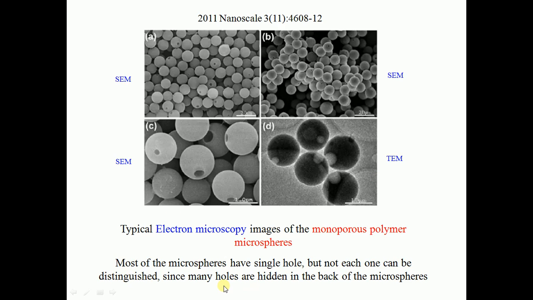So you can see the basic difference between scanning electron microscopy and transmission electron microscopy images. The basic difference between SEM and TEM is that in SEM, most of the microspheres appear to have a single hole. Here you can see a single hole, but in TEM you can see that this hole also has structure, and you can see holes which are below or on the backside of the microspheres.